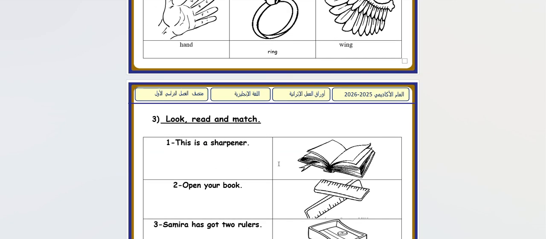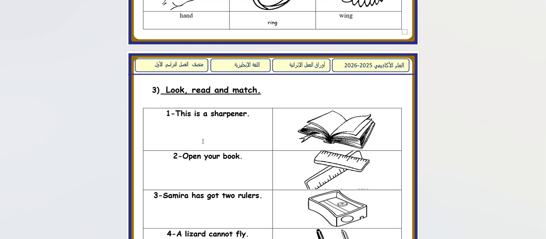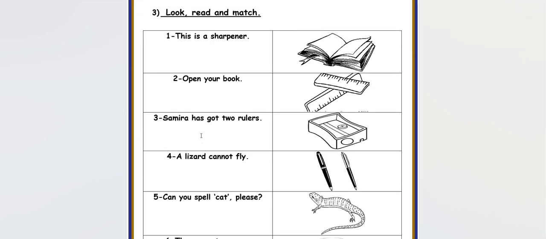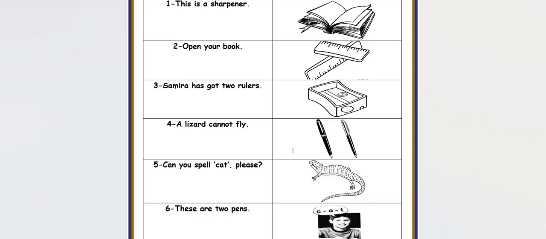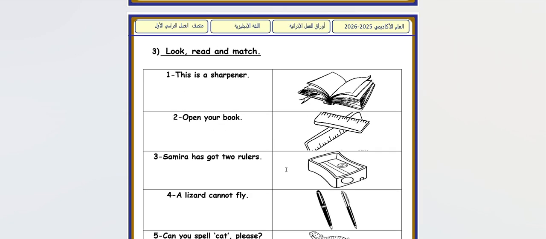Okay, let's move to the next question. Here we have to match every sentence with the right picture. Look, read, and match. For example, this is a sharpener. Which picture? This one. So we match the first sentence with this picture. This is a sharpener. This is sentence number 1.